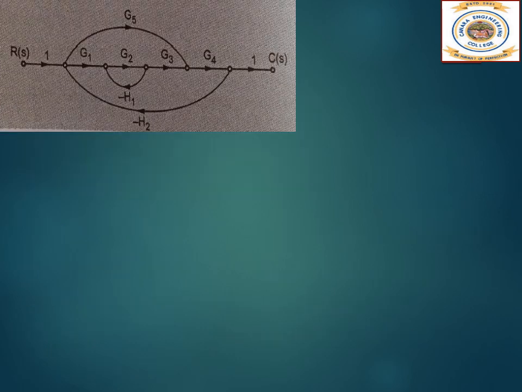So let us write Mason's gain formula. C(s) divided by R(s) is 1 by delta times the summation over k of Pk delta k. This was the formula, where k is the number of forward paths. Here we have two forward paths, so it will be P1 delta 1 plus P2 delta 2, whole divided by delta.